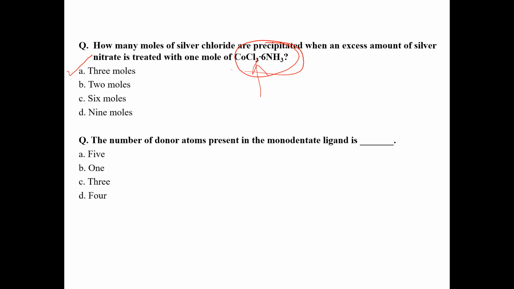The second one is about ligand denticity, the number of donor atoms present in a monodentate ligand. In a monodentate ligand you have one donor atom, and similarly for bidentate you have two, and so on. Like in EDTA you have a denticity of 6, because you have 6 donor atoms. As it is written here, monodentate, so you can choose answer 1. Clear?